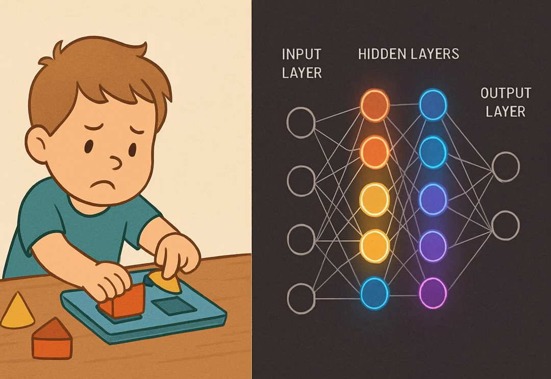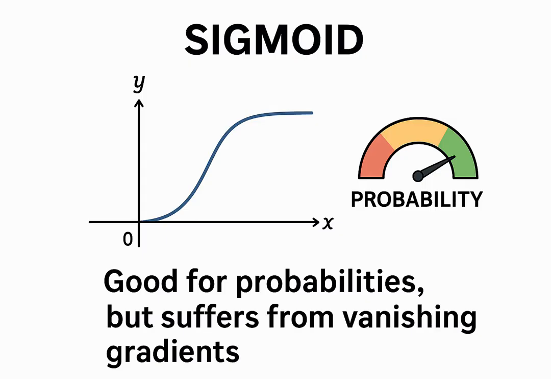Imagine teaching a child only straight-line patterns. They could never recognize circles, curves, or complex shapes. That's what happens if you don't use activation functions. Neural networks need them to capture the richness of data, like distinguishing a cat from a dog or positive from negative sentiment.